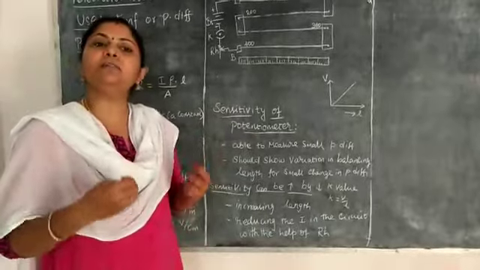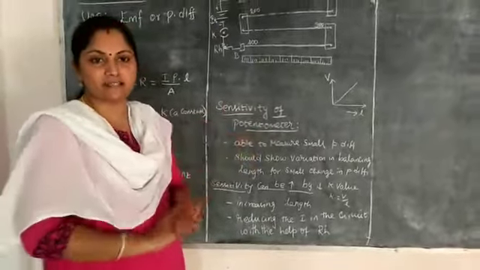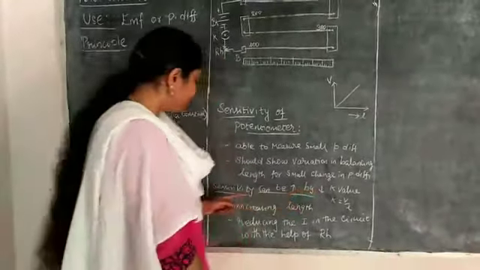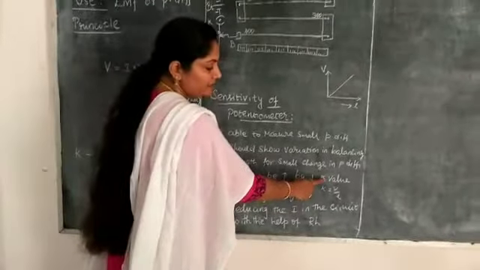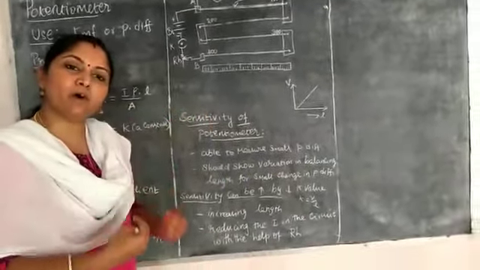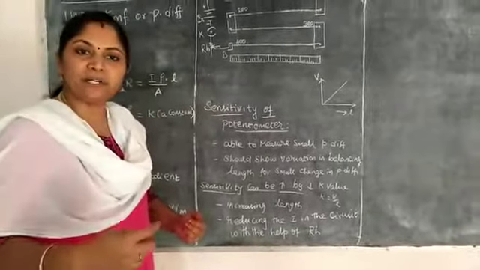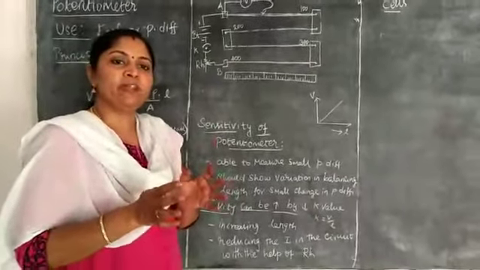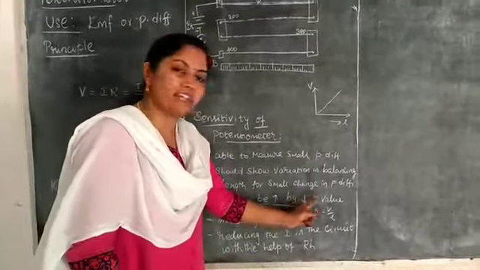How is it possible to make the potentiometer with very high sensitivity? How can we increase the sensitivity? Remember this well. Sensitivity can be increased by decreasing the potential gradient value. What is K? V by L, the potential drop per unit length. This potential drop per unit length should be very small, meaning it is able to measure a small potential difference. So the K value should be very small.